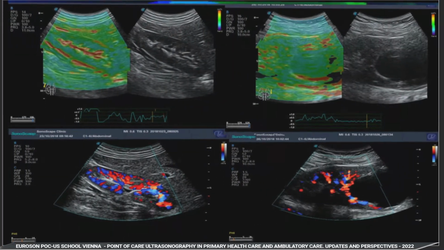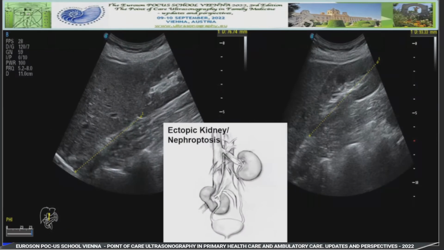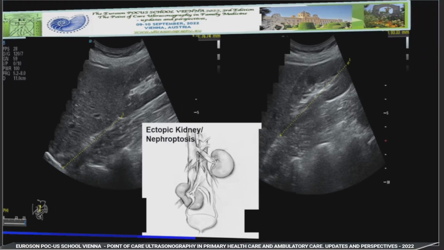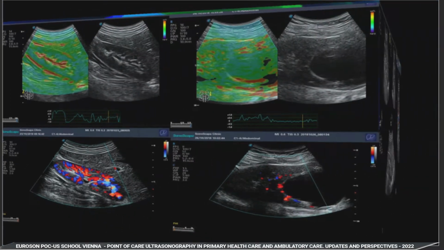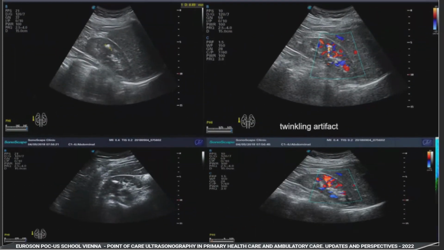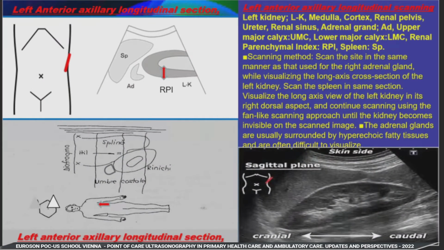And you can find here the ectopic kidney or the nephroptosis. You have here the diaphragm, and you have here the kidney, and you can make the measurements between the diaphragm and the upper pole of the kidney to find the nephroptosis, because a lot of patients have nephroptosis. And also you can find the hydatid cyst. You can find a lot of stones in your kidney, like here, with this twinkling artifact in the Doppler ultrasound.